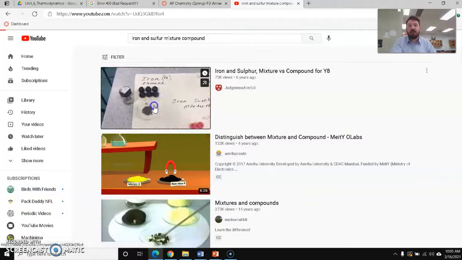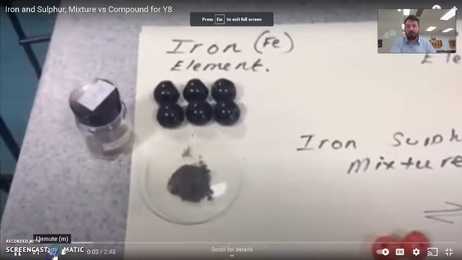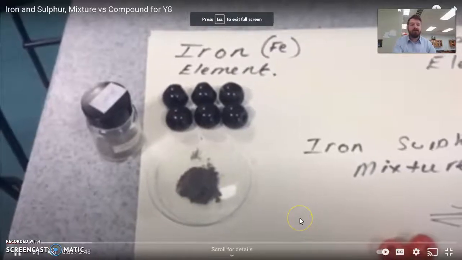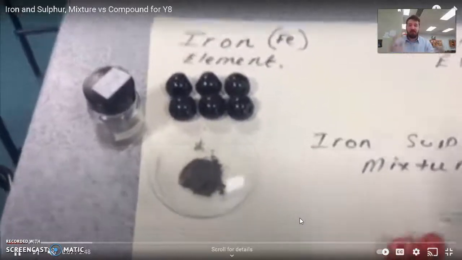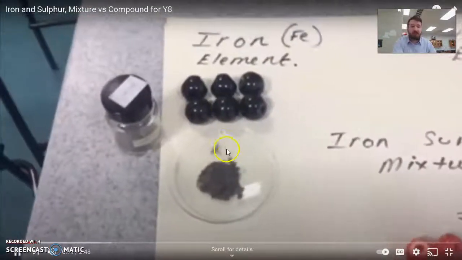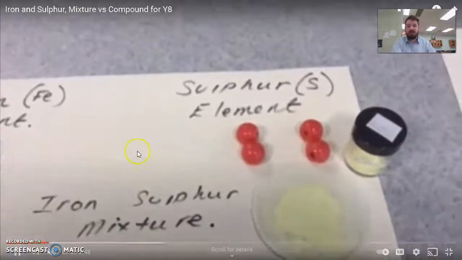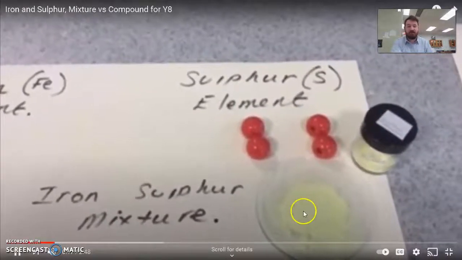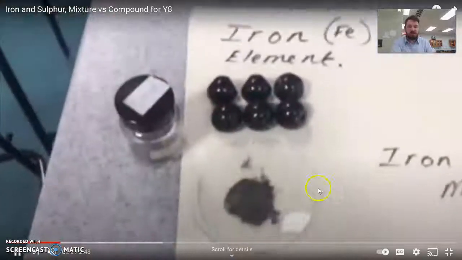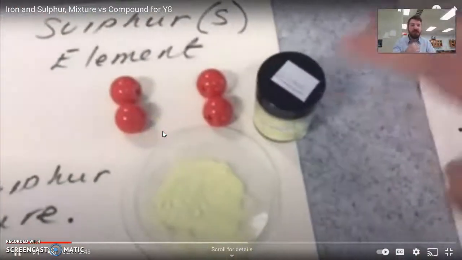All right, so we can see that when we combine things like iron and sulfur as a mixture, it's very easy to separate, and the iron would still maintain the same properties and be magnetic. Okay, so we have iron on the left, we have sulfur here on the right. Sulfur is that yellow-looking element that smells like rotten eggs. Iron is dark. I'm sure you've seen iron filings before.